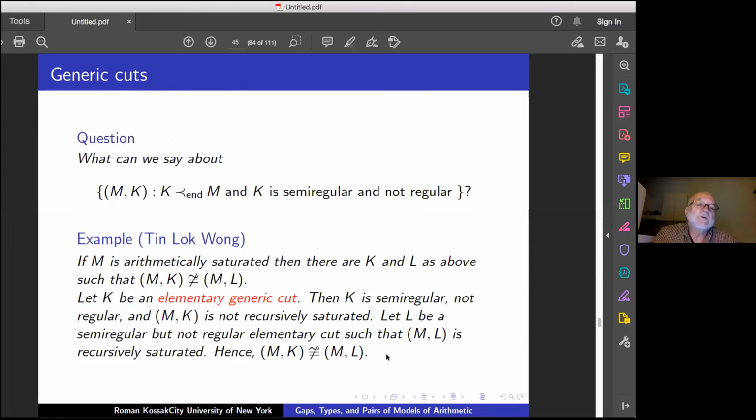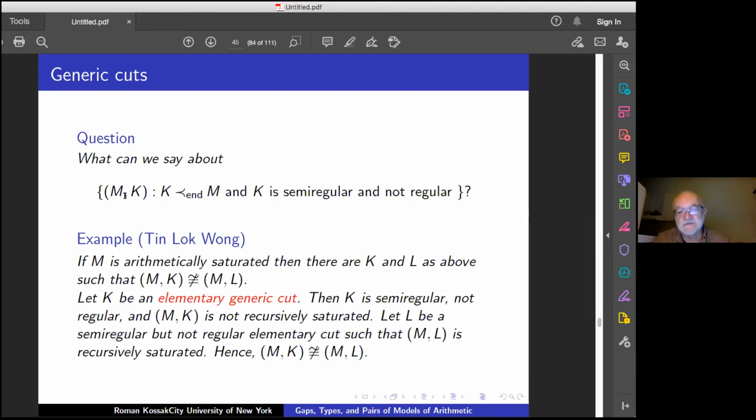Okay, so I was asking this sort of simple question. If we can do things at the low end, we can do things at the high end. So how about somewhere in the middle? What about this collection of pairs where K is semi-regular, but not more than semi-regular? There are many similar questions that you can ask at various levels of this arithmetic hierarchy. An example was given by Lawrence and Tin-Lok Wong, that in this family there are at least 2 non-isomorphic pairs.